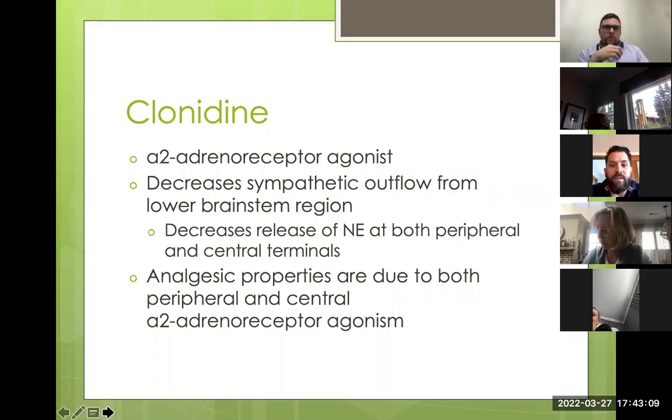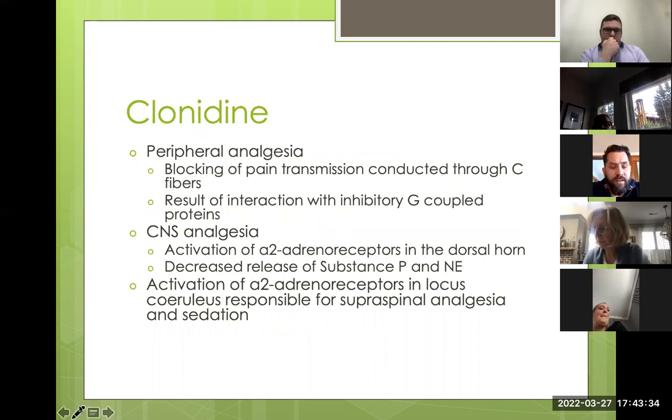Okay, next. So clonidine, everybody knows it as a blood pressure medication, but it's an alpha-2 adrenergic receptor agonist. It decreases sympathetic outflow from the lower brainstem region and decreases release of norepi at both peripheral and central terminals. The analgesic properties are due to both peripheral and central alpha-2 agonism. And by decreasing that norepinephrine release, you're keeping the body from being ramped up by the pain signals also.